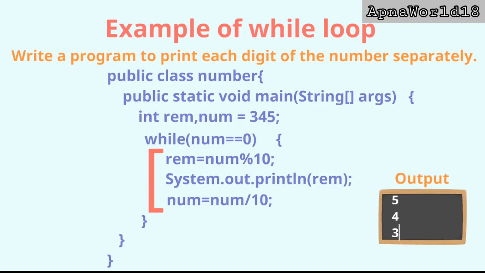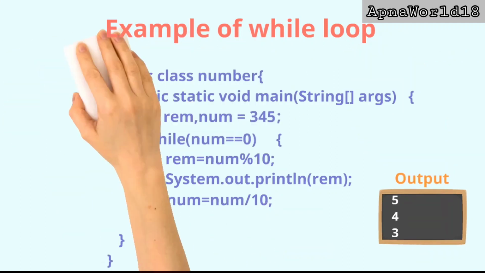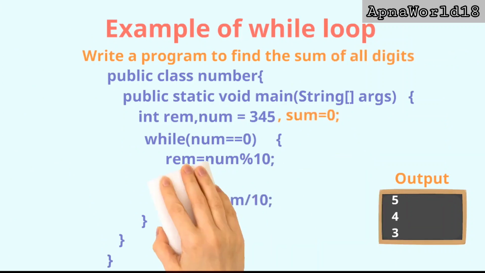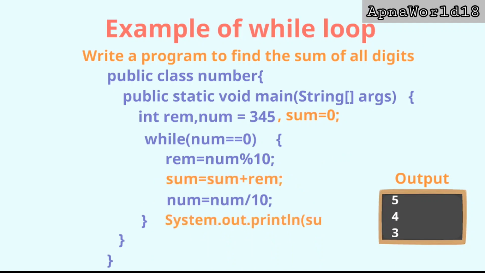and we get a print of all individual numbers. There can be many variations of this program, like find the sum of all the digits instead of printing. Then you will add the numbers in another variable sum and print it out of the loop. There are more programs like palindrome, reverse the number, etc., which use the same basic logic.